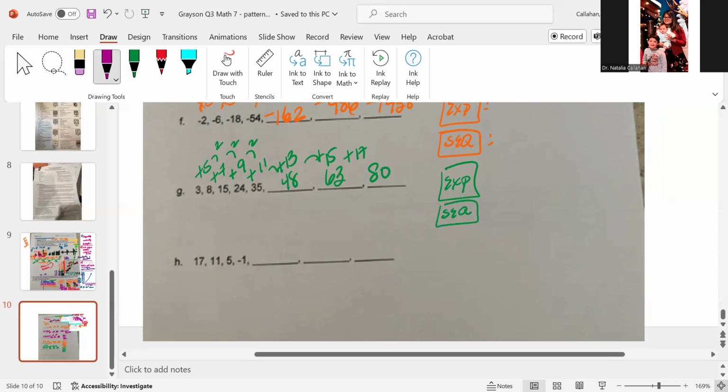All right, now let's take a look at the last one, H. How are you getting from 17? No, I think it's just subtraction, isn't it? Okay.